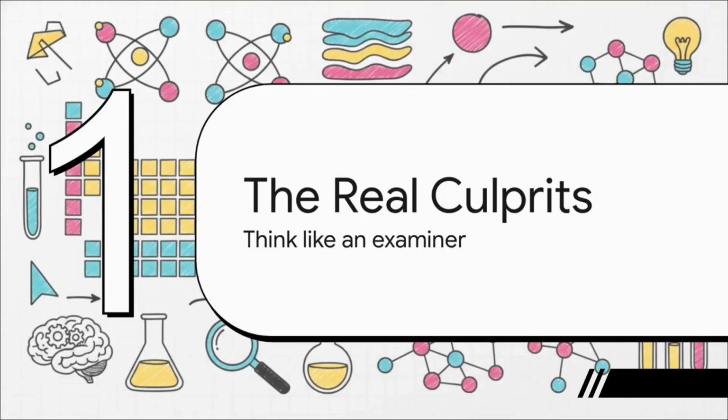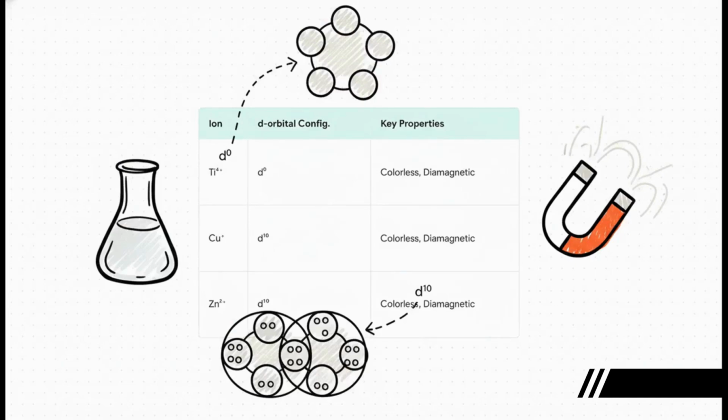Okay, second attention reset. This is where we put it all together. It's time to unmask those culprits I promised you at the beginning. I want you to stop thinking like a student for just a moment and start thinking like the person who writes your exam paper. And here they are. These are your primary targets: titanium 4+, copper 1+, and zinc 2+.